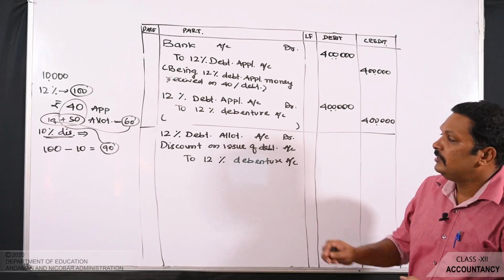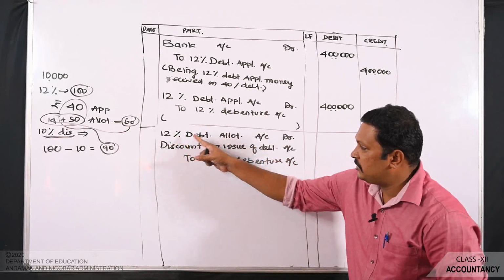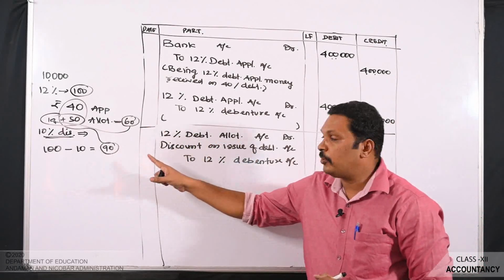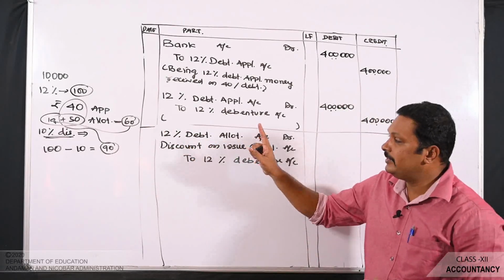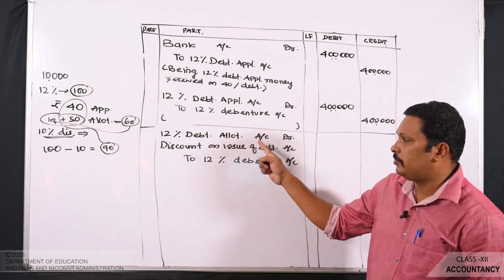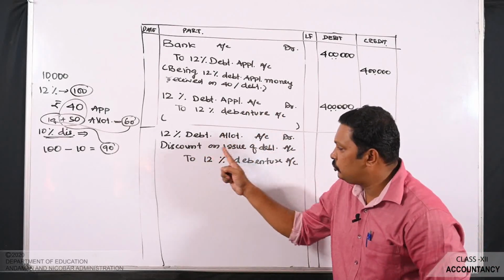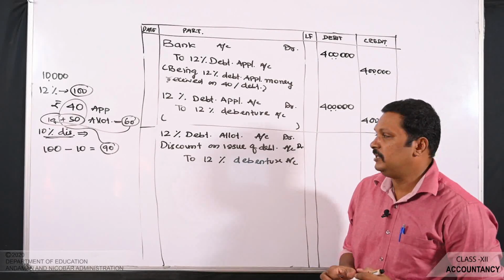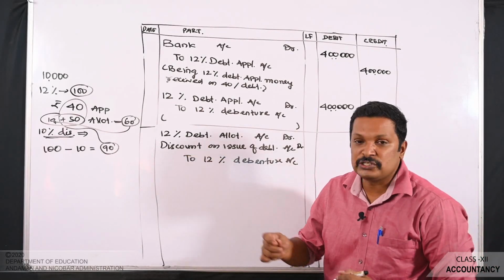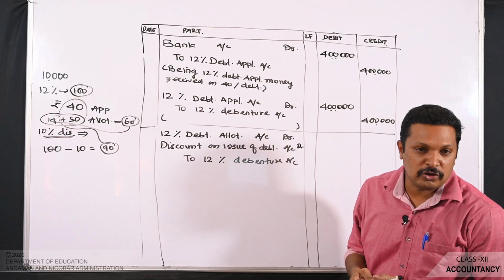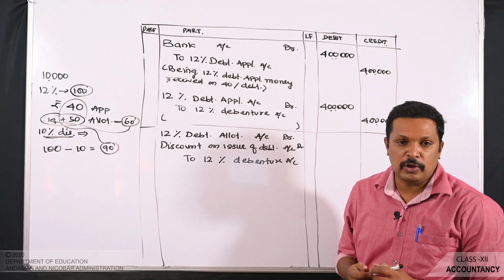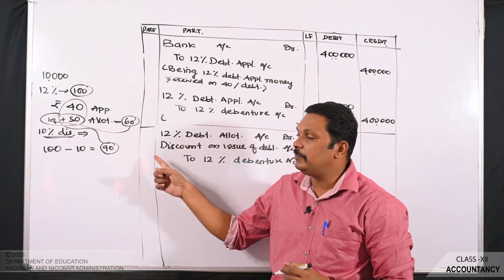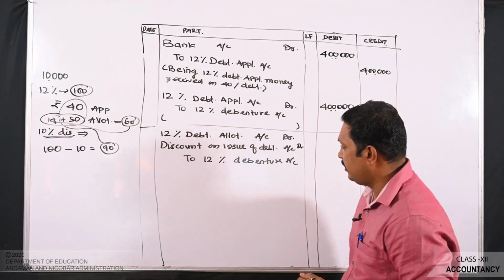Once again, what is the entry? The normal entry is 12% debenture allotment account debit to 12% debenture, but it has discount, so we have to add one more entry in that. So the entry is 12% debenture allotment account debit, discount on issue of debenture account debit to 12% debenture. So why do we debit discount? Because discount is a capital loss, so we have to debit. According to nominal account, all the expenses and losses should be debited, no? That's why we debit the discount here, right?